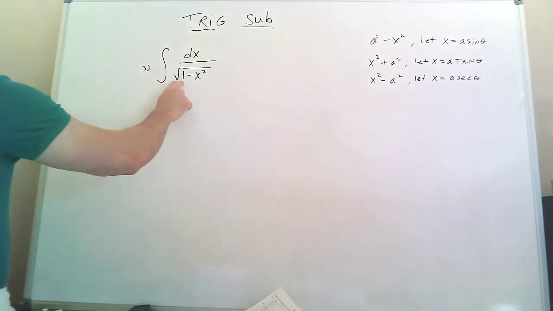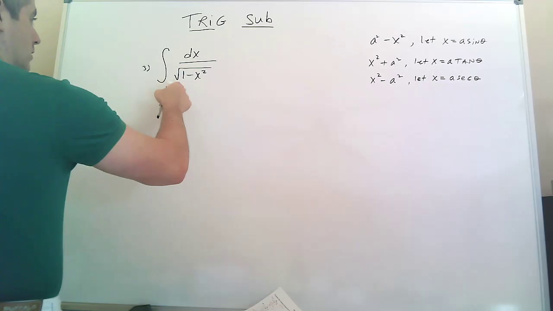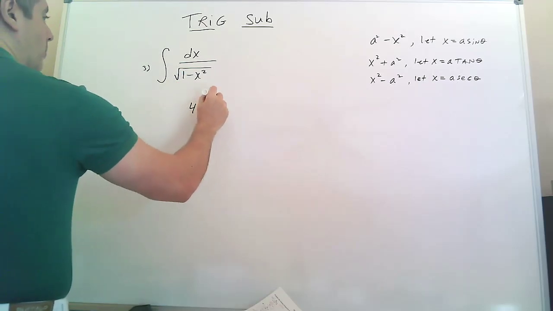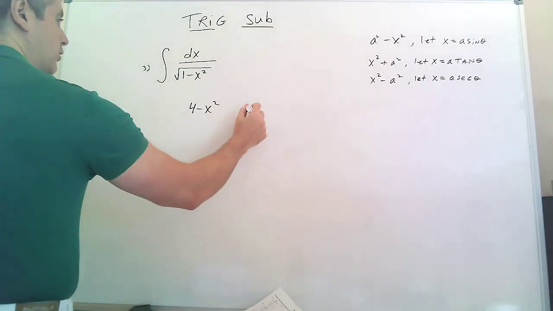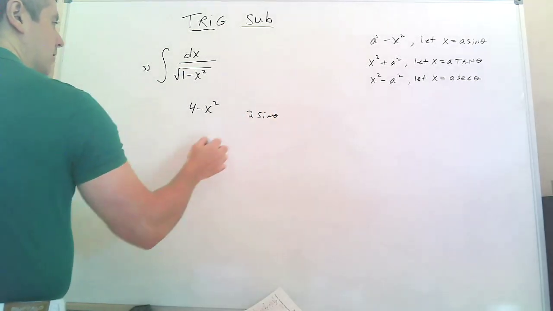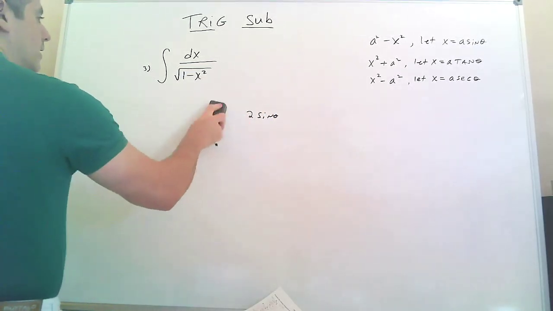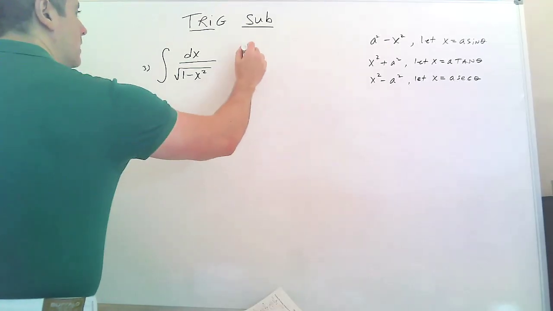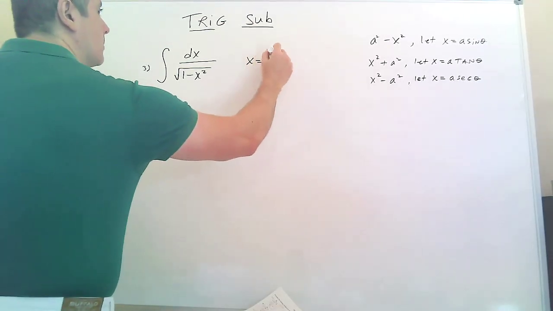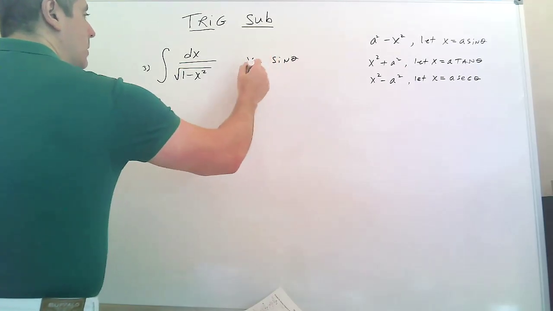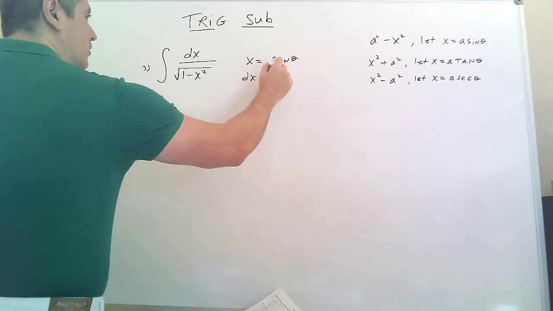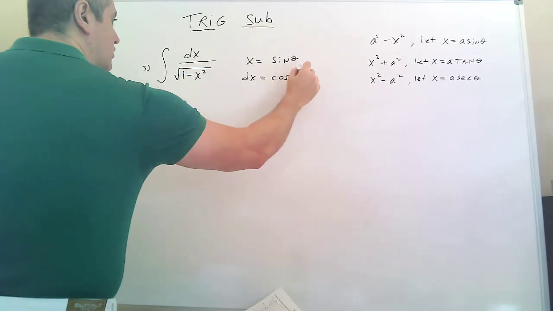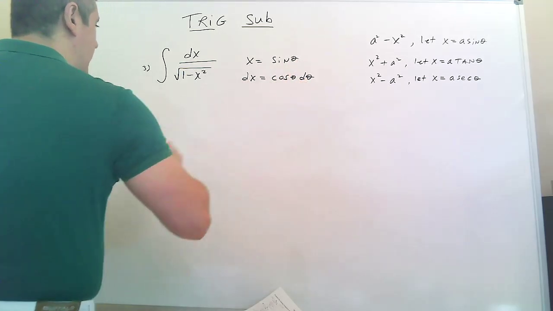So here I have 1 minus x squared, which is awesome because if it had been 4 minus x squared, I'd have to pick 2 sine theta, right? If this was 9, I'd have to pick 3. So it's a 1, yay. So I'm going to pick 1 sine theta. But that makes dx ridiculously easy because the derivative of sine is just cosine. Make sure you put your d theta there.